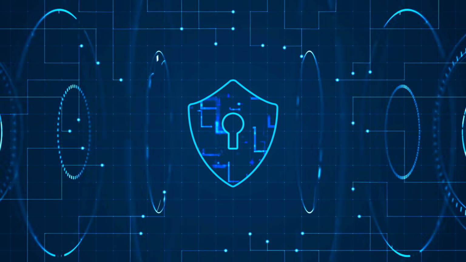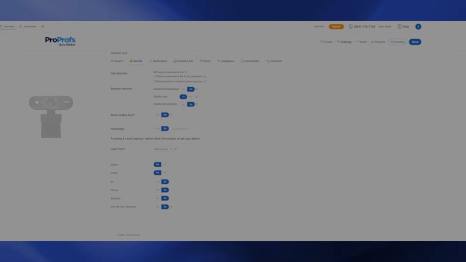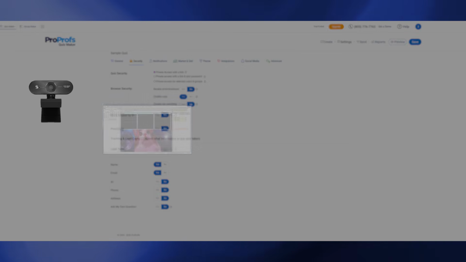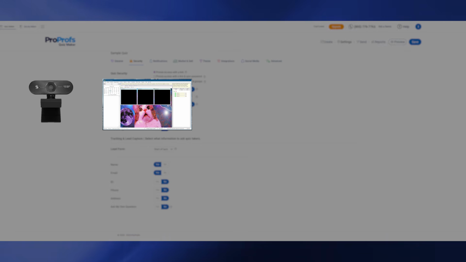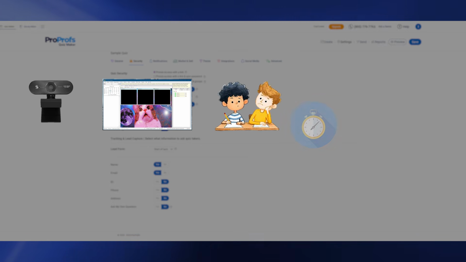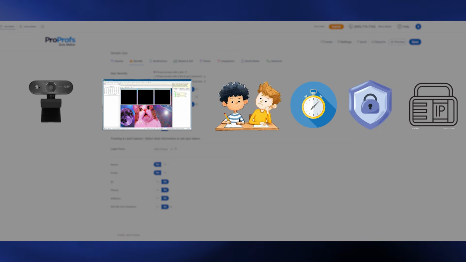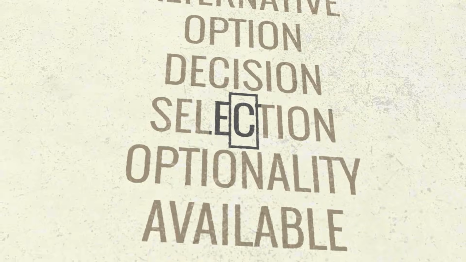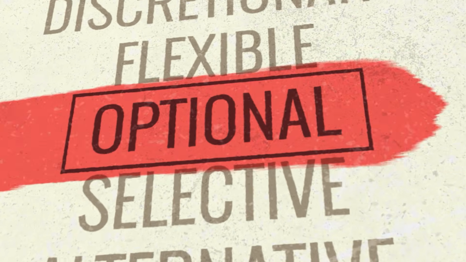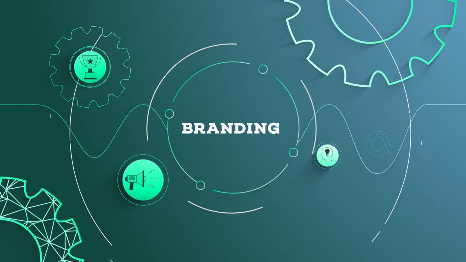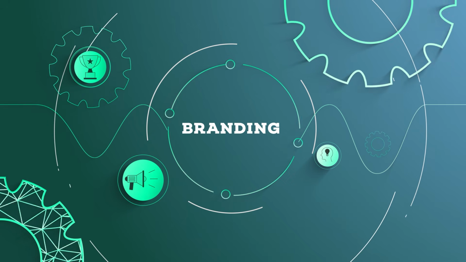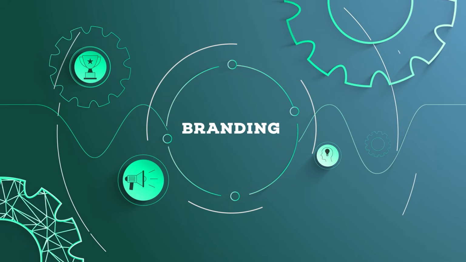Now layer the security features on top. You've got proctoring with webcam monitoring, automated screen captures, question randomization so no two learners see the same sequence, time limits, password protection, and IP-based access restrictions. For pre-employment screening or certification exams, these aren't optional. They're essential. Branding-wise, you can add your company logo, customize colors, and white label the entire experience.